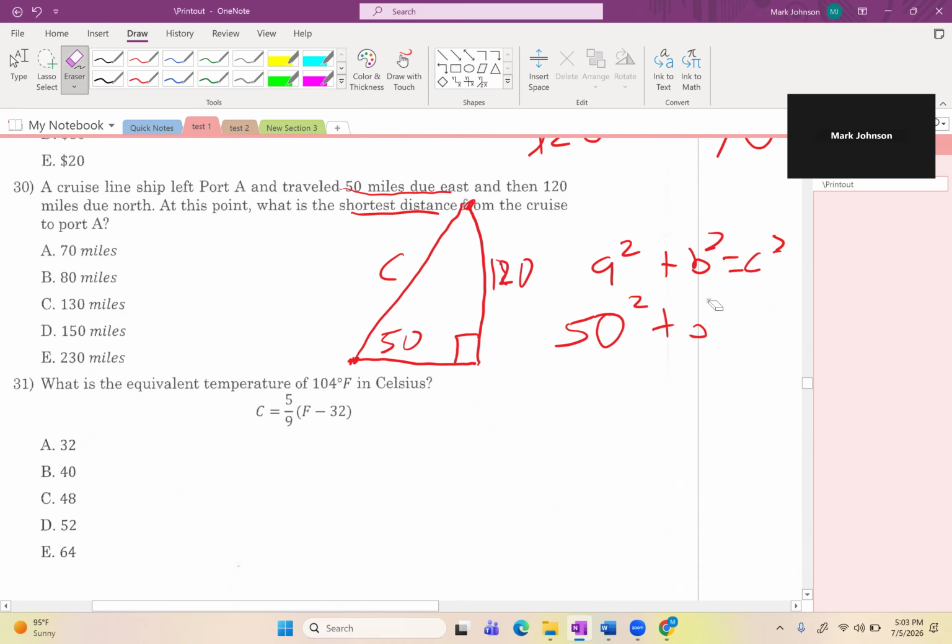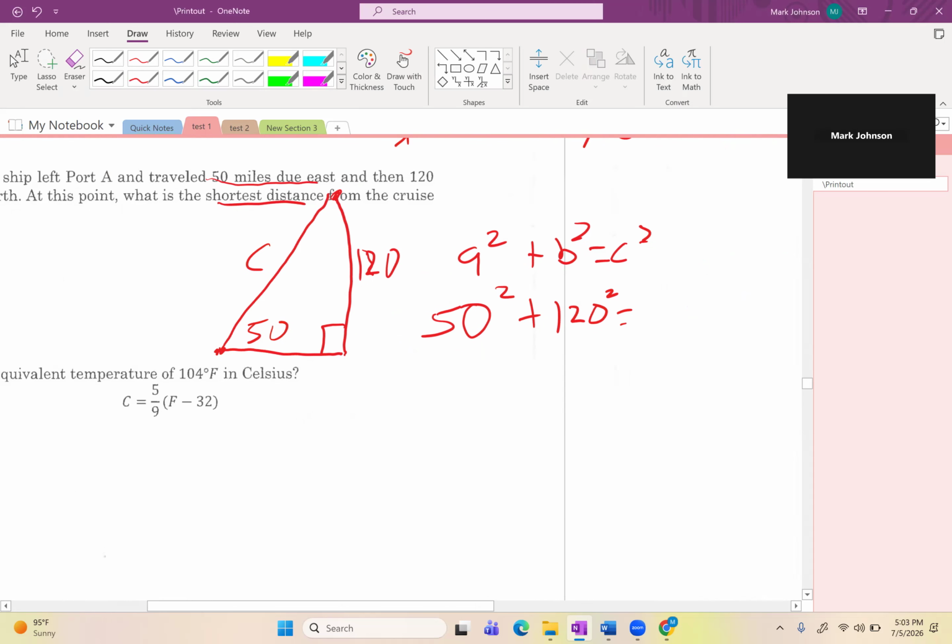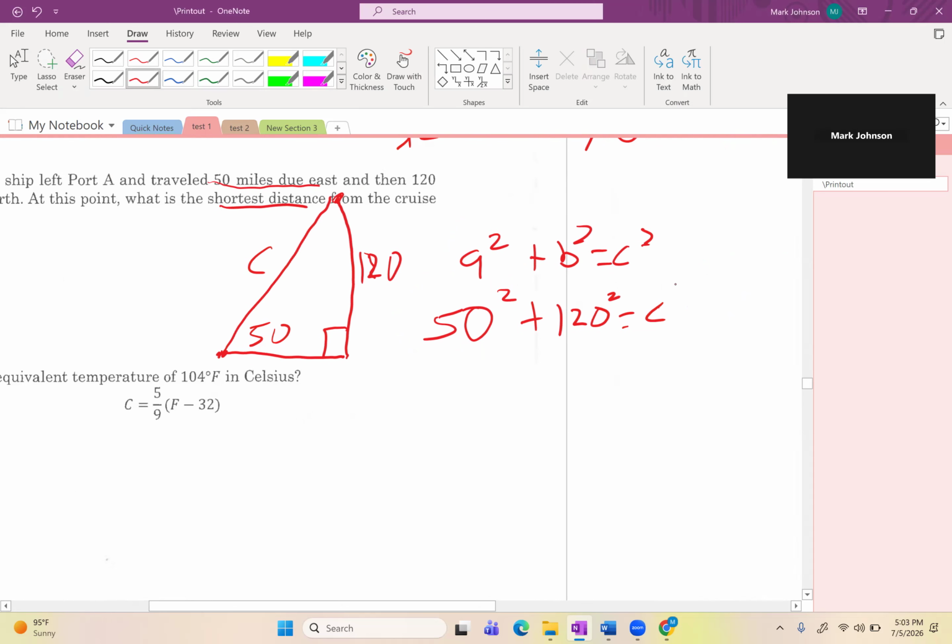So Sarah, I was able to lift his back legs. What? I was able to 120 cuadrado es igual a C cuadrado.